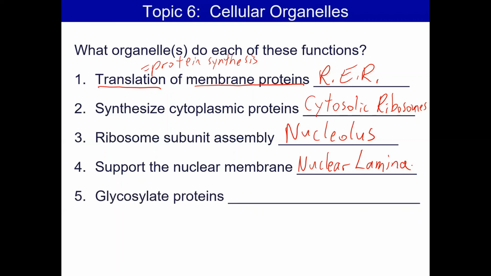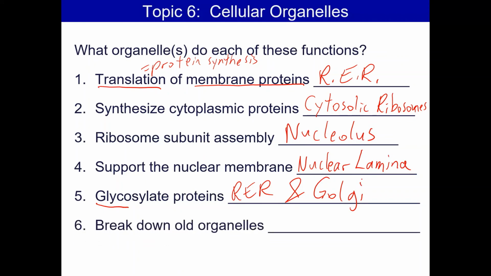Number 5, glycosylate proteins. So this means add a glyco unit, which is a carbohydrate, and this happens in the rough ER, and it happens in the Golgi. A little bit happens in each. Depends on the protein how much happens in each of those organelles.